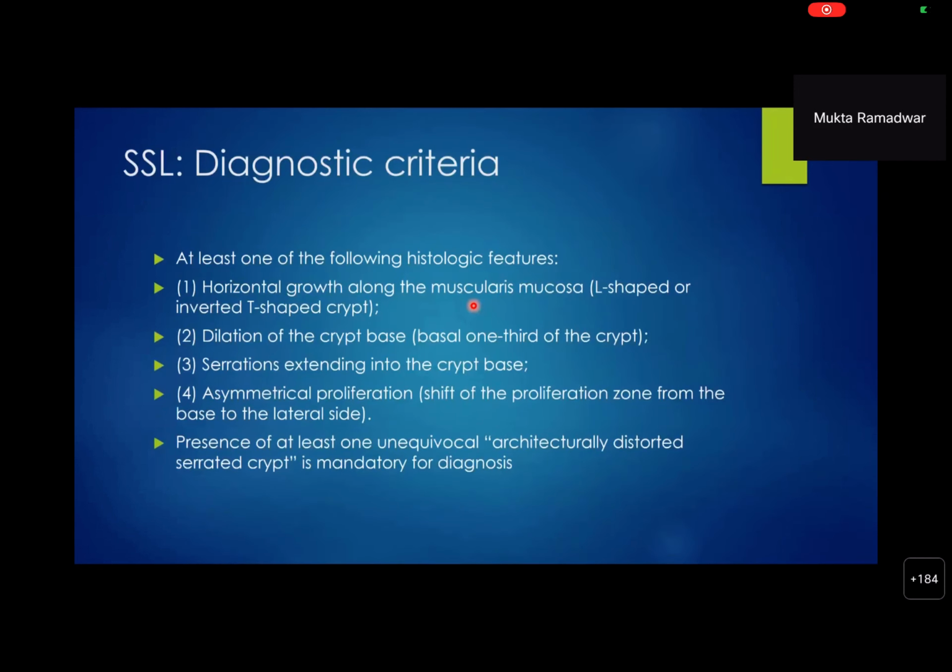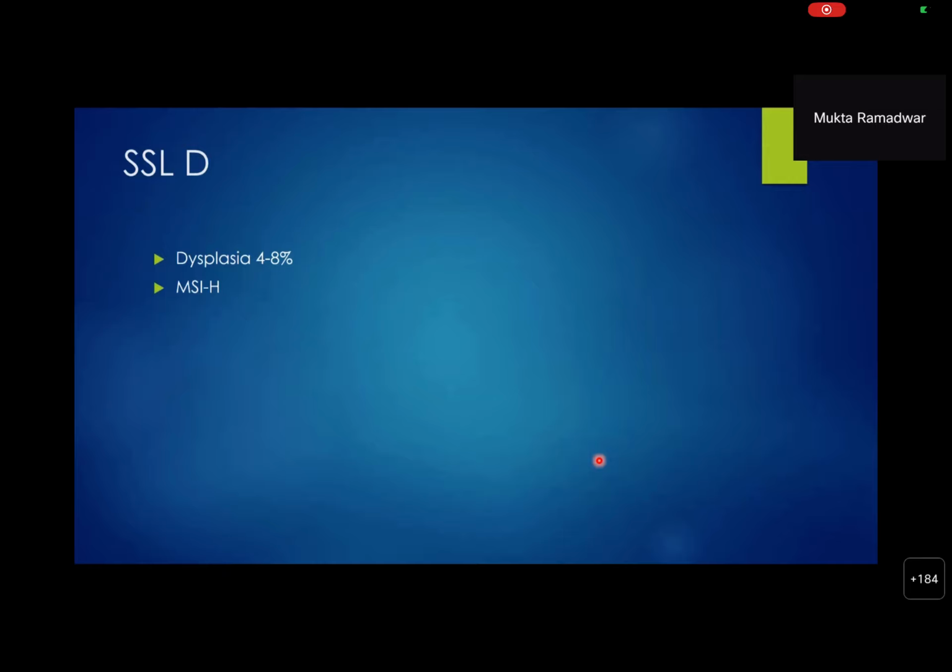Okay. So the diagnostic criteria are at least one of the following histological features. That we should have horizontal growth along the muscularis mucosa in the form of L-shaped or inverted T-shaped crypts, which we had in this case. Dilation of crypt base. We again had serrations extending into the crypt base and asymmetrical proliferation. The presence of at least one equivocal architecturally distorted serrated crypt is mandatory for the diagnosis of sessile serrated lesions. And we get dysplasia in around 4 to 8% of sessile serrated lesions, and these lesions are commonly MSI high.